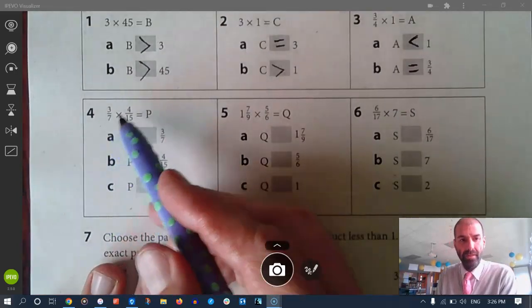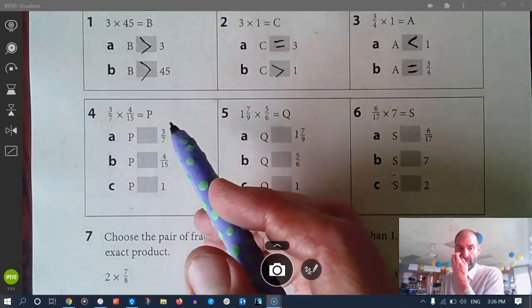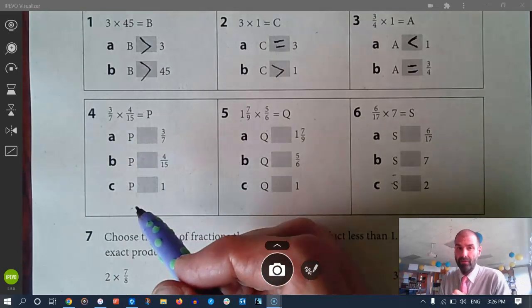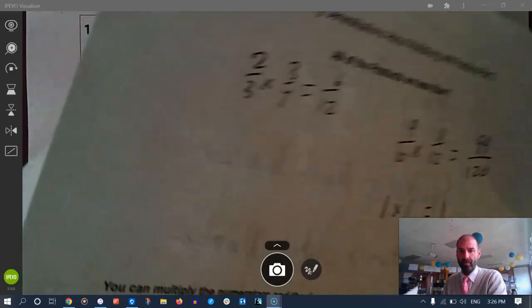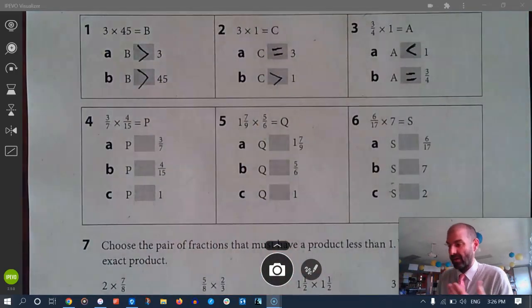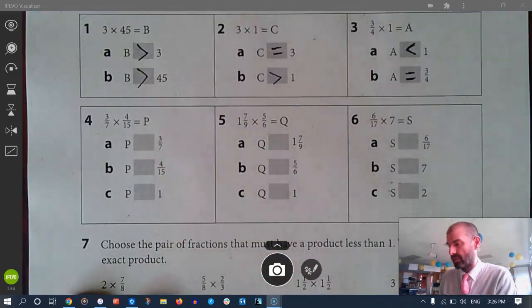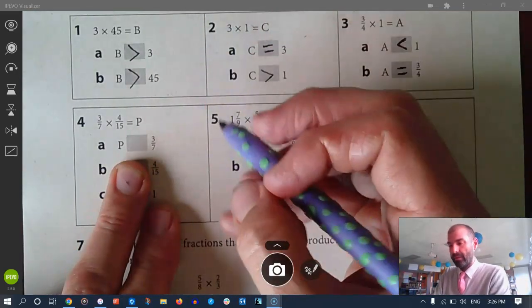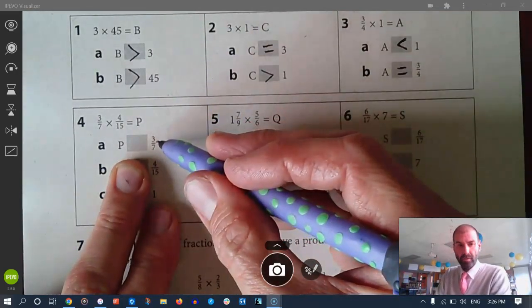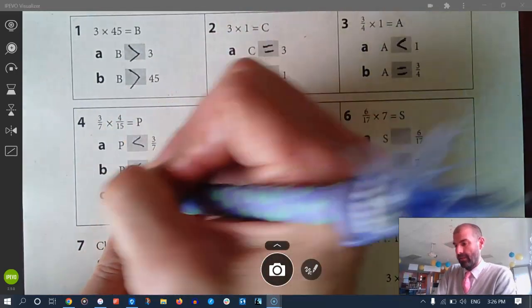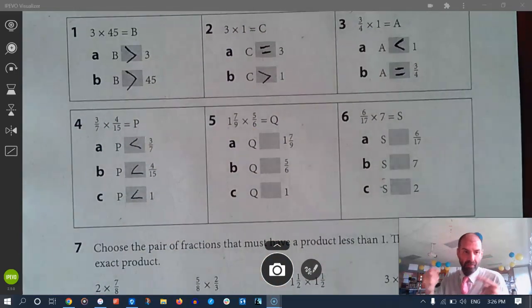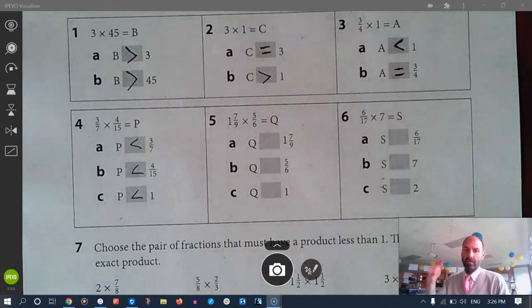All right, now we have 3/7 times 4/15 equals P. So these are 2 proper fractions. If I wanted to, I could go back to my material that I've been looking at and think about things. In fact, probably we should have done that, and I should give that recommendation. So is P going to be what in relationship to 3/7? It's going to be less than, less than, and less than. Remember, when I have 2 proper fractions, it's going to be less than both factors, and it has to be less than 1. It has to be all 3 things.